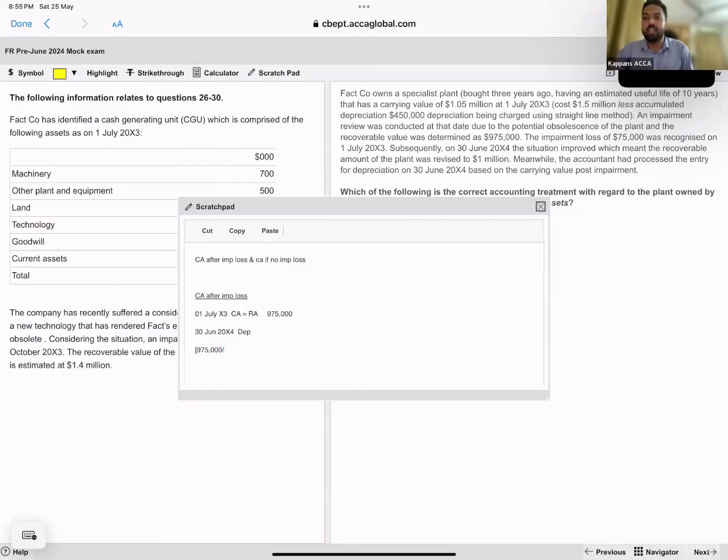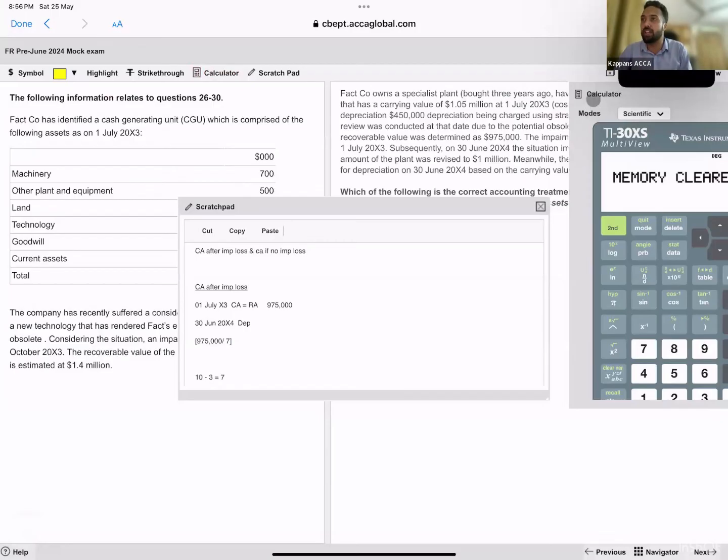We have learned that remaining useful life is useful life 10 minus used life at the date of impairment. At the date of impairment, it is very clearly given that the cost is 1.5 million less accumulated depreciation of 450,000, depreciation charged on straight line method. And it is very clearly given that the asset was bought 3 years ago. So that means used life is 3. So useful life 10 minus used life 3, remaining useful life will be 7. So 975,000 divided by 7.